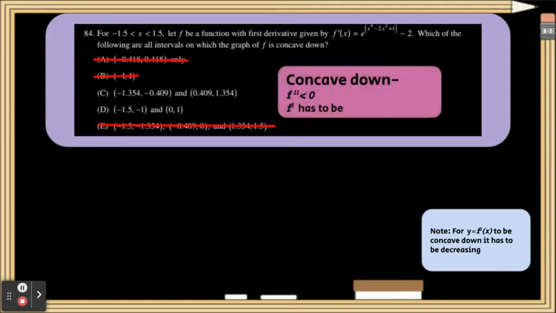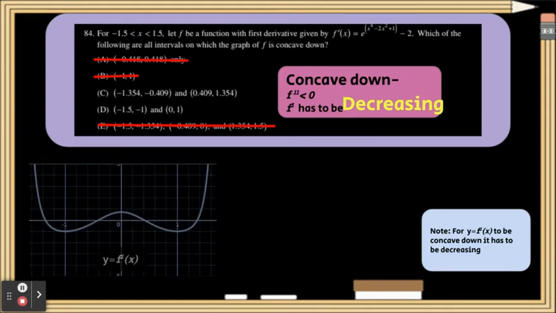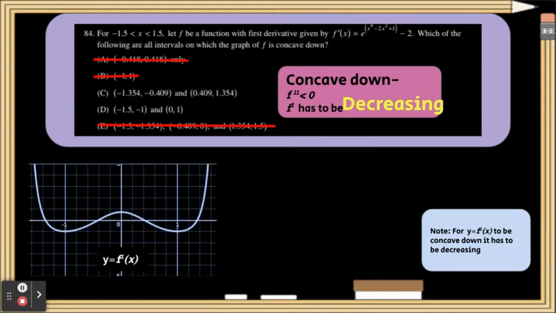And for f to be concave down, f double prime has to be less than 0, and f prime has to be decreasing. So on the graph shown again at the bottom left, you can see that there are 2 decreasing places. And clearly shown from this graph, it's from negative 1.5 to negative 1 and 0 to 1. But if that wasn't so clear, you can find the relative max and relative min to find the x locations. So in this example, letter D is your answer.